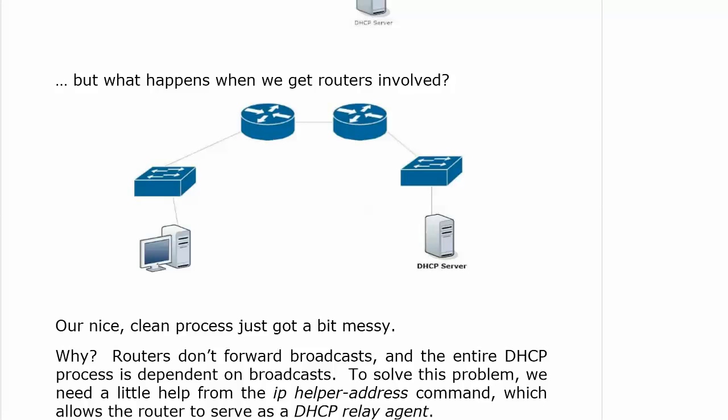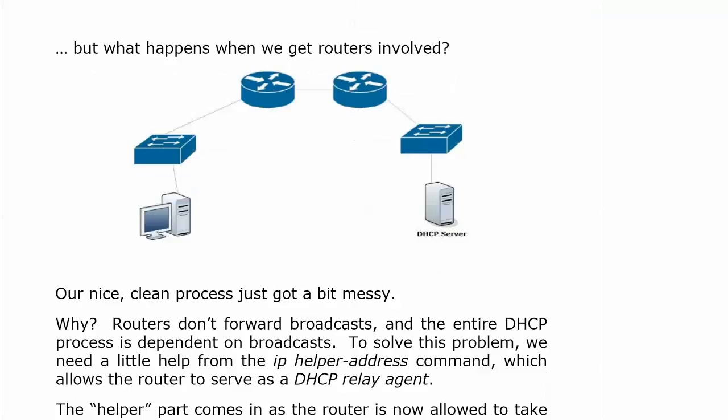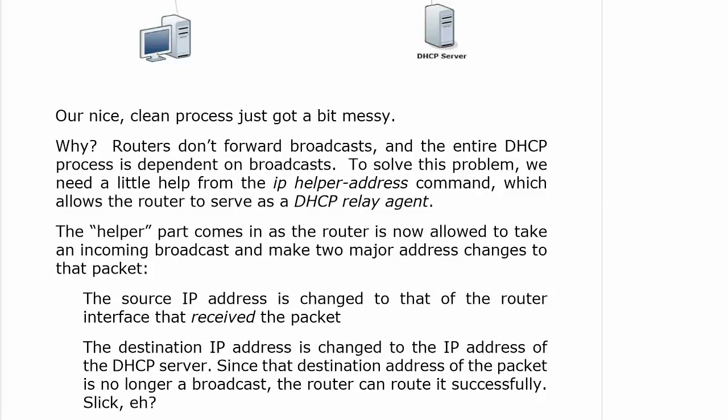So to solve this problem, we need a little help from a command called IP helper address. And what this does, it allows the router to serve as a DHCP relay agent by changing some IP addresses. So if we're changing some IP addresses, you and I as network admins better know what's going on there. The helper part, that's where the help part comes in, because the router can take this incoming broadcast and make two major address changes to that packet.